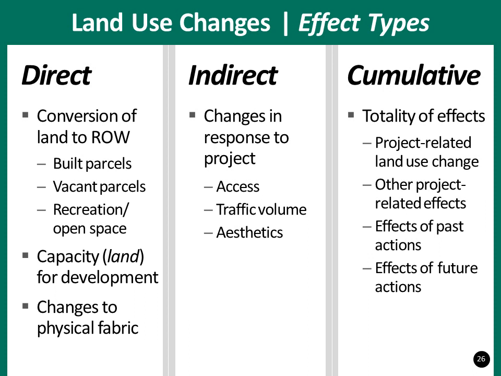Potential land use changes that are directly attributable to the project include conversion of land to right-of-way, which could affect the capacity of remaining land for future development and the character of the community's physical fabric. Indirect effects would include land use changes in response to the project, including changed access, traffic volumes, and aesthetics. Cumulative effects include those that are influenced by the project's direct effects, the effects of past actions, and foreseeable future actions.